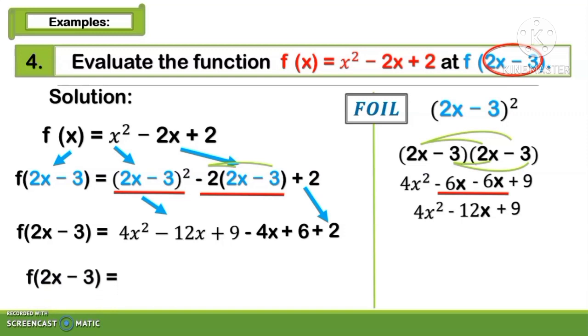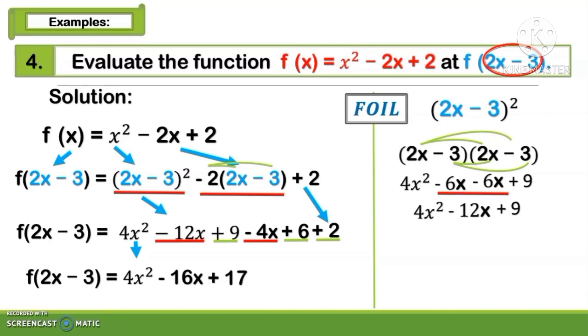Bring down f of 2x minus 3. Kung mapapansin nyo, dun sa right side, isa lang ang may x squared. So, yung term na may x squared, bring down lang natin. And that is 4x squared. While, dalawa naman yung may x. Combine natin sila. Negative 12x minus 4x, it will give us negative 16x. While the constant terms or yung mga walang variable, positive 9 plus 6 plus 2, pag kinombine natin silang lahat, it will give us positive 17.